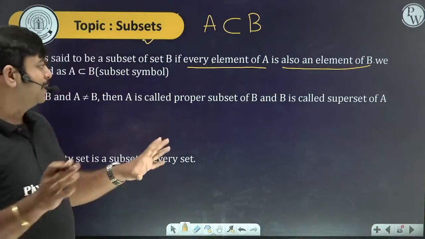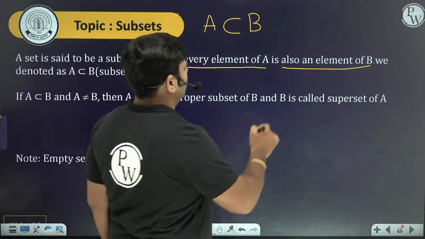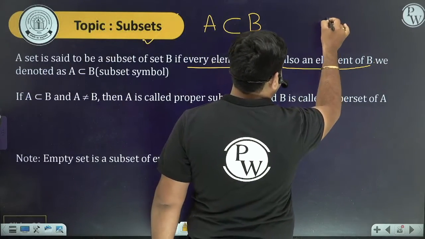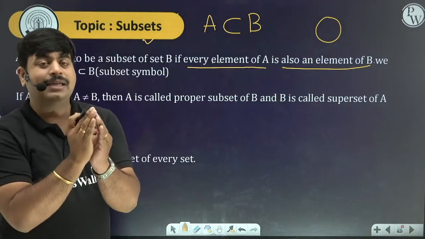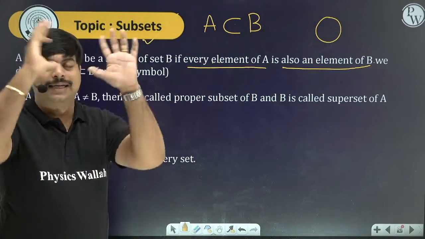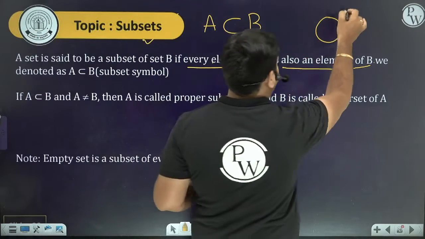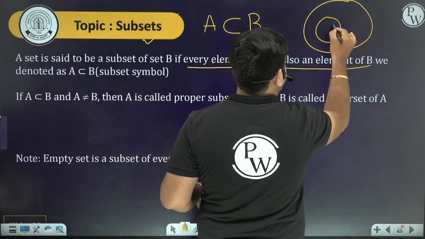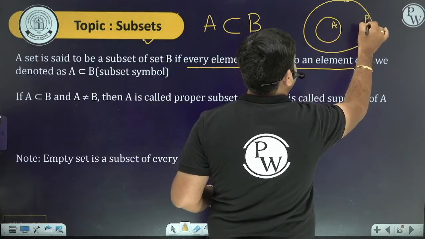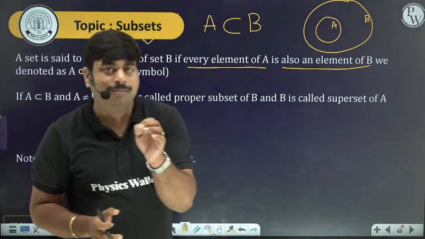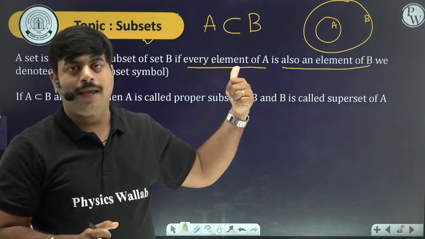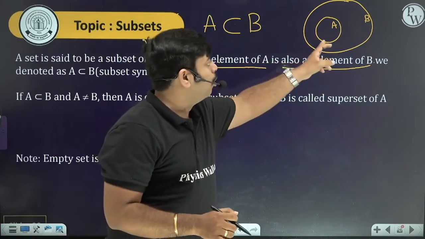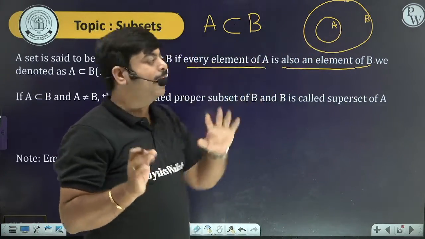If I want to represent this using a diagram, let's say I'm representing the set as a circle. Set A is a small part of the bigger set B. So I will have the bigger set B here. This is A and this bigger one is B. I can say every element of A is also an element of B. You can see that. Every element of A is also an element of B.